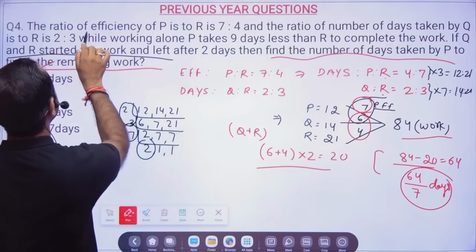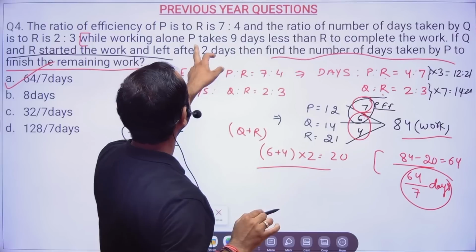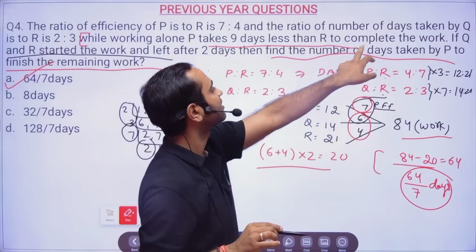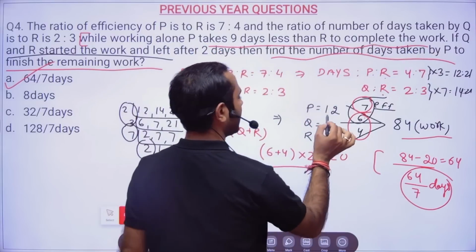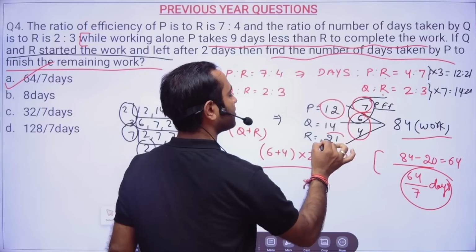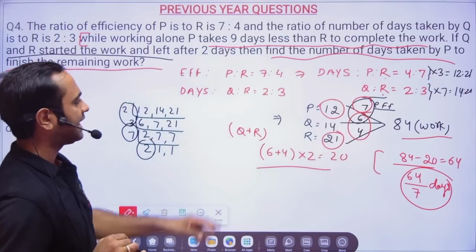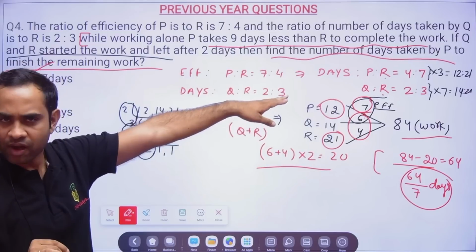One more line has been given. While working alone, P takes 9 days less than R to complete the work. So P is taking 12 and R is taking 21, which is 9 days. This data was not required if you have calculated the days.